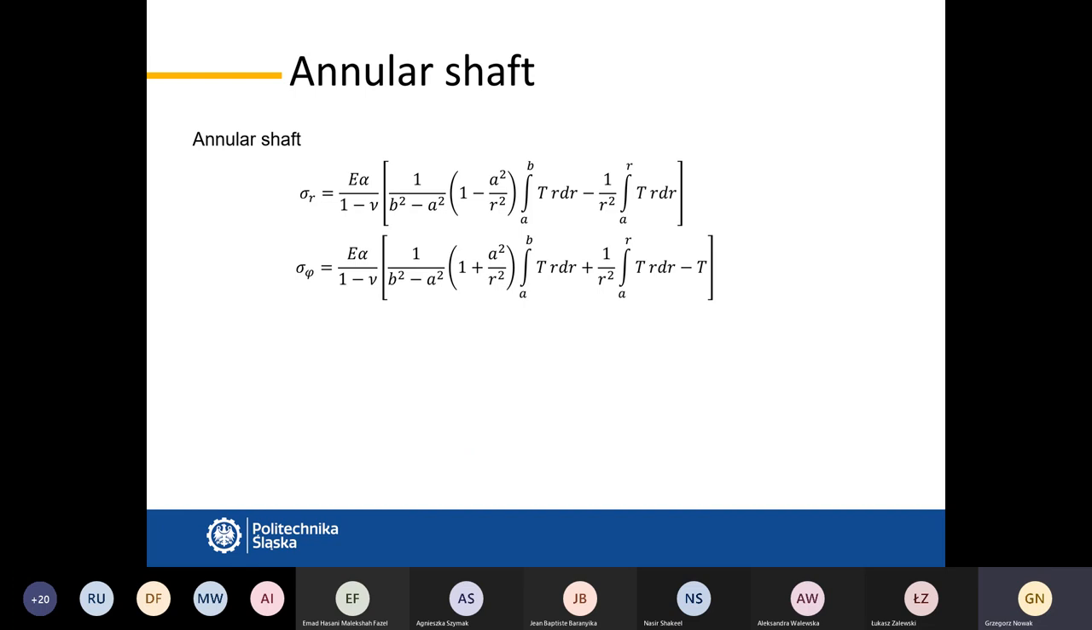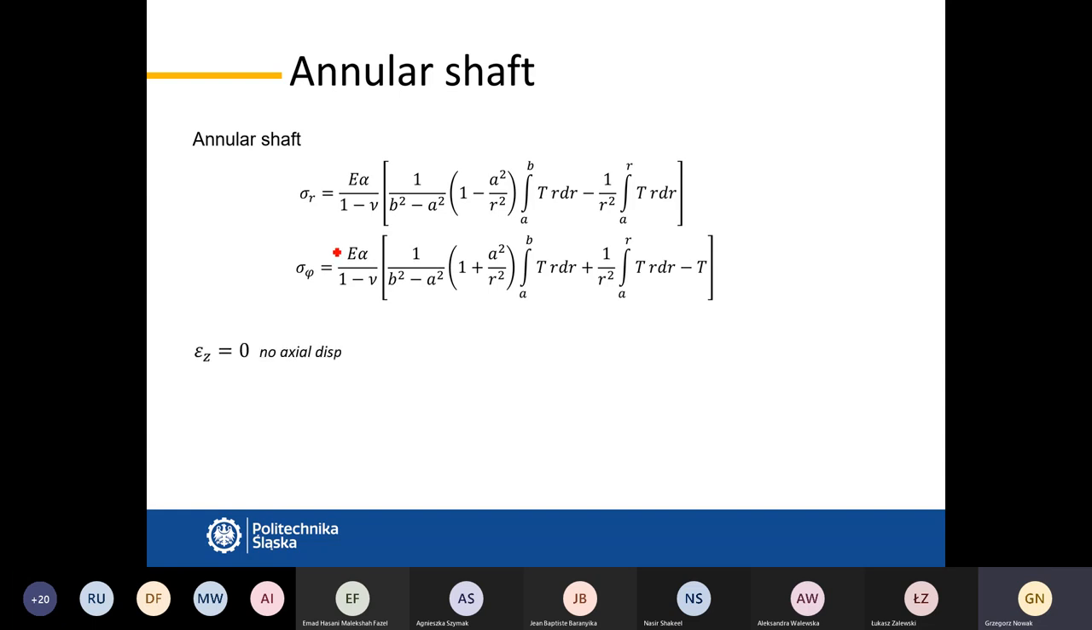If the shaft was annular, so we have a hole inside, a drilled shaft, a drilled cylinder, the internal radius is lowercase a and the external radius is b. So the formulas for the stress components, radial and circumferential stresses, are quite the same. There are differences only here, plus minus, and here plus minus, and additionally minus T. These factors are very much the same. It depends on the difference between the squares of the external and internal radius, and there is also a ratio of radii.